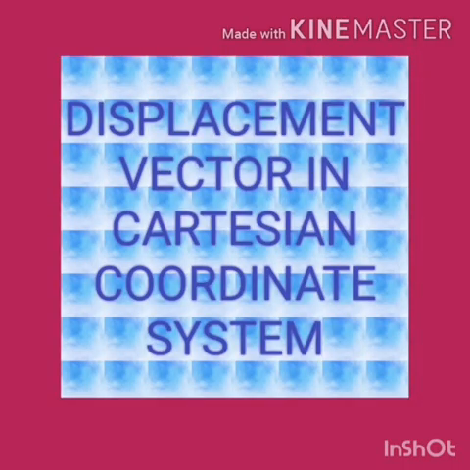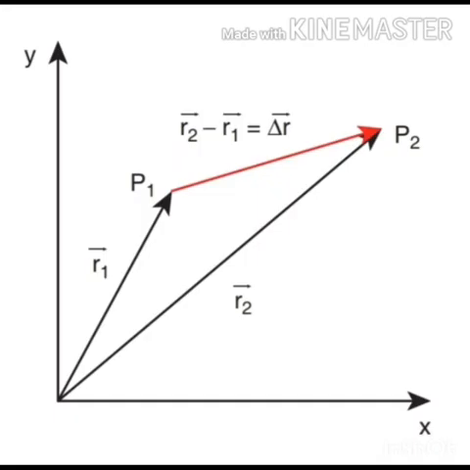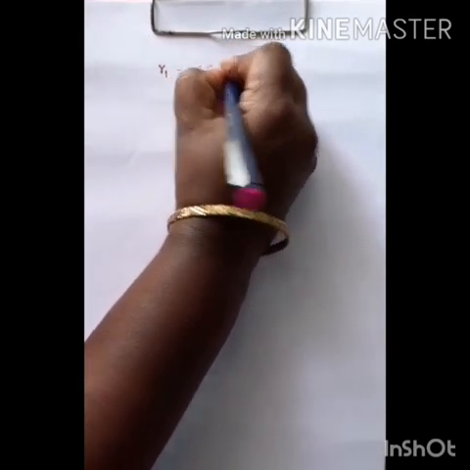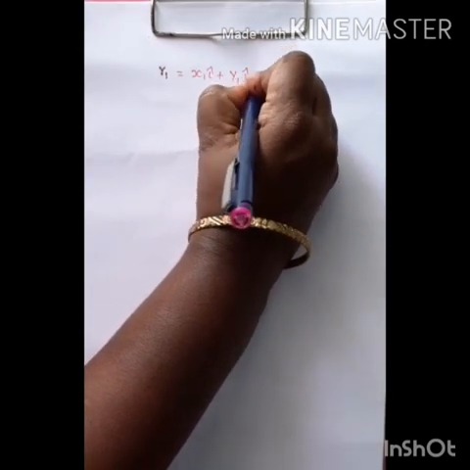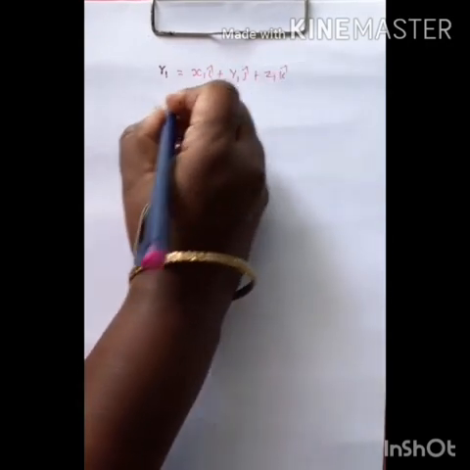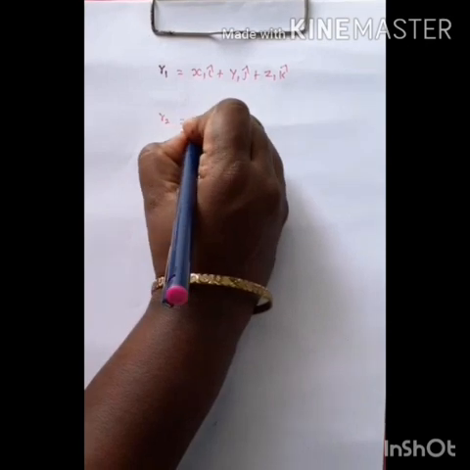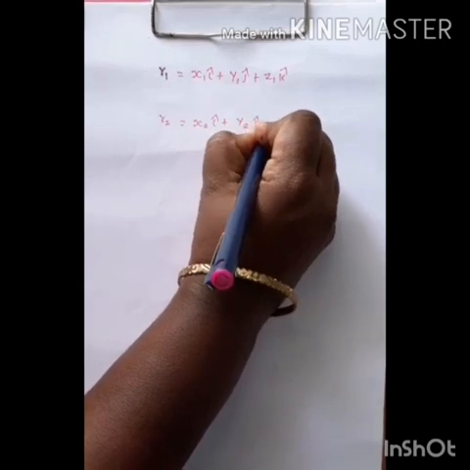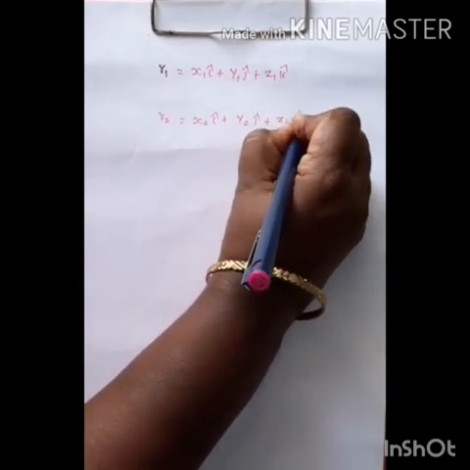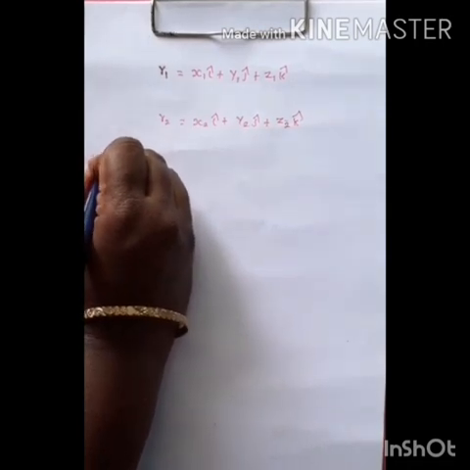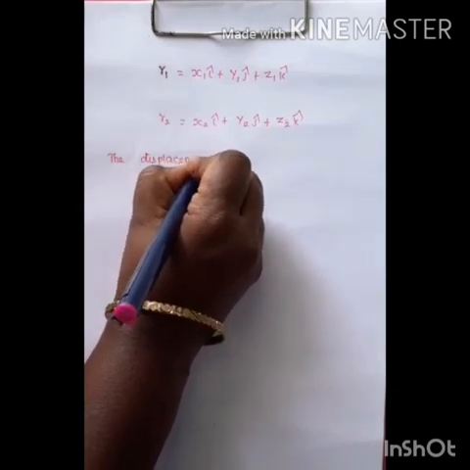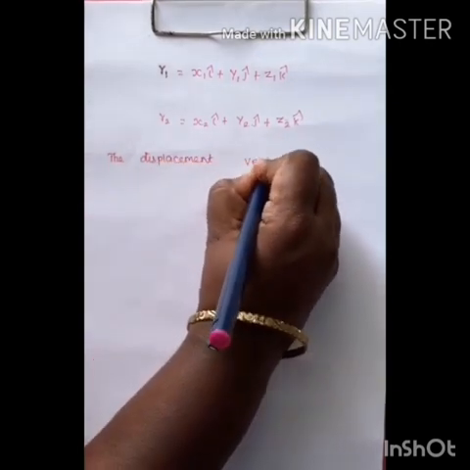The next one, displacement vector in the Cartesian coordinate system. Let us consider a particle moving from a point P1 to a point P2. The position vector r1 is equal to x1 i cap plus y1 j cap plus z1 k cap. Another position vector r2 is equal to x2 i cap plus y2 j cap plus z2 k cap. The displacement means the minimum or shortest distance. The definition of displacement is the difference between the initial and final position.